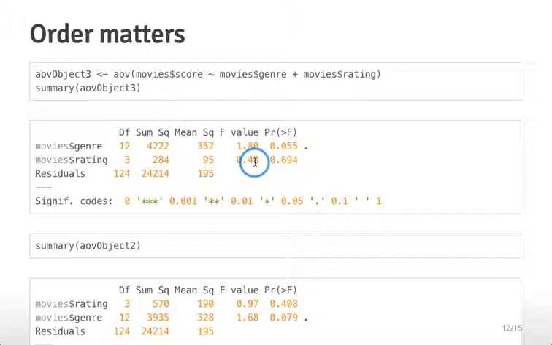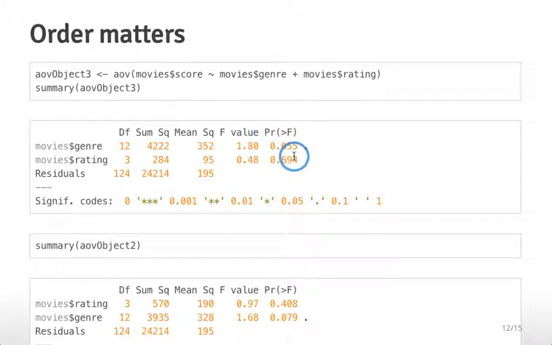And this F value is quantifying the amount of variation explained by rating after taking into account genre. So you can see in this case you get slightly closer to significance for genre than you did for rating in the original AOV object, which I've shown you here below. So you get different p-values and different F-values than you do when you switch the order.